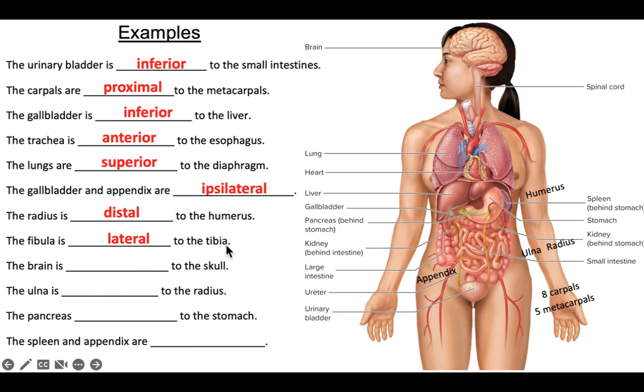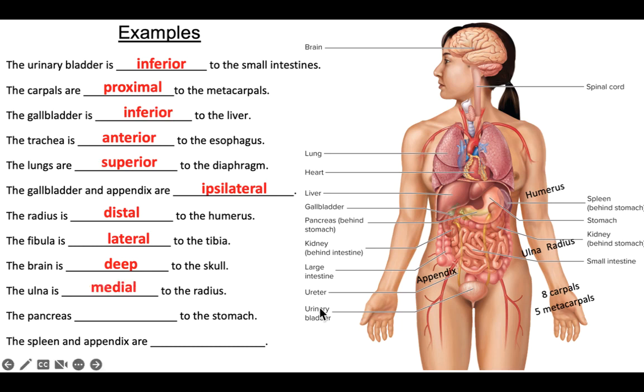Brain is what to the skull? The brain is deep, right? It's further from the surface. Your skull is closer to the surface. Therefore, it's superficial. And then skin is superficial to everything, right? Your skin is the surface, so it's superficial.